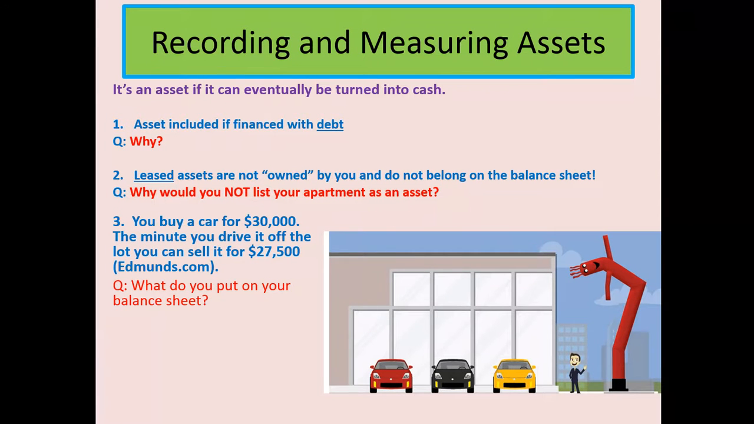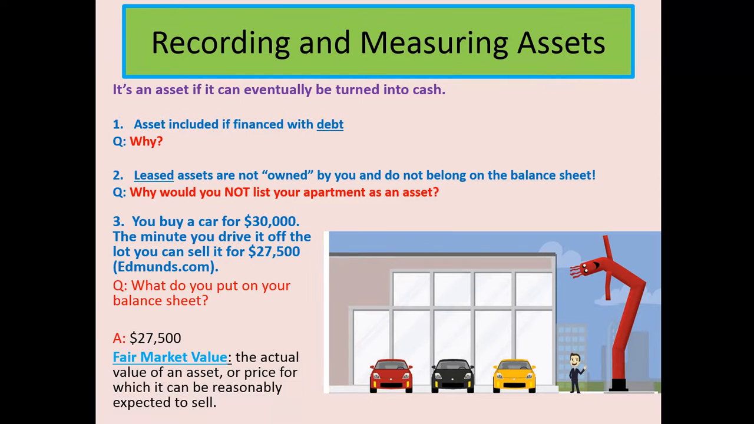Another example. You buy a car for $30,000. The minute you drive it off the lot, you sell it for $27,500. What do you put on your balance sheet? The 30 or the 27.5? Well, you would only list the 27.5 as an asset. If you borrowed to buy the car at 30,000, of course, that would be your loan balance until you make some payments. So assets are listed at what's called their fair market value. That means what you could sell it for today, the actual value of the asset, what somebody would pay for it to take it off your hands.